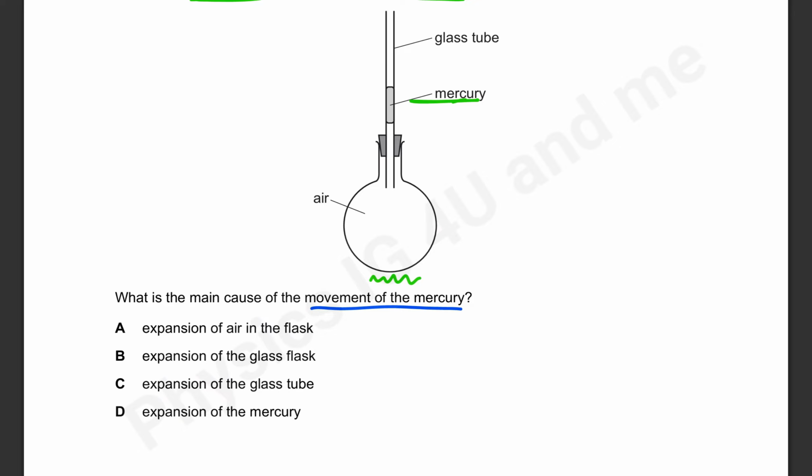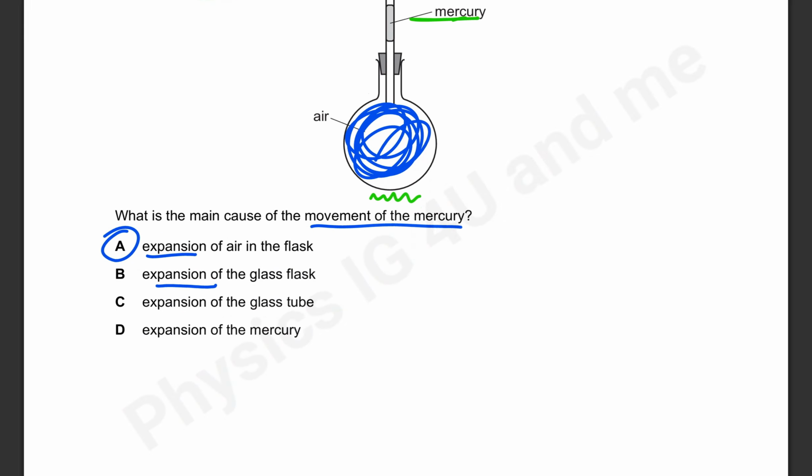In A, they say expansion of air in the flask, or B, expansion of the glass flask, or expansion of glass tube, or expansion of the mercury. Actually, when we heat here, the air inside will increase in volume. It will expand, because the distance between particles will increase. They gain more energy. So the air will expand. So it is A, expansion of air inside.